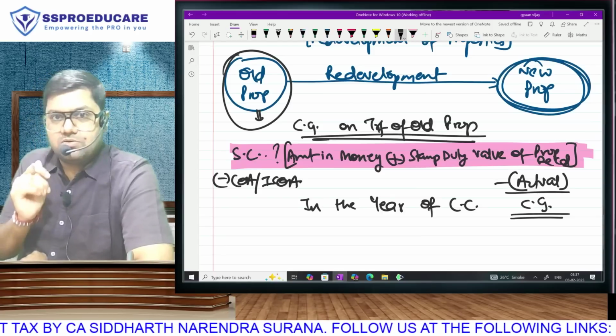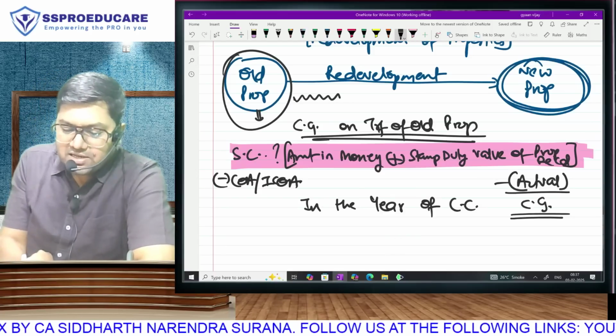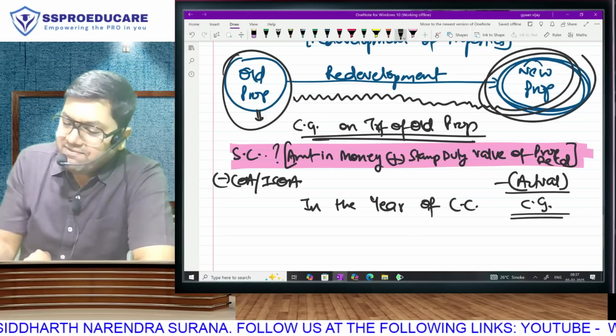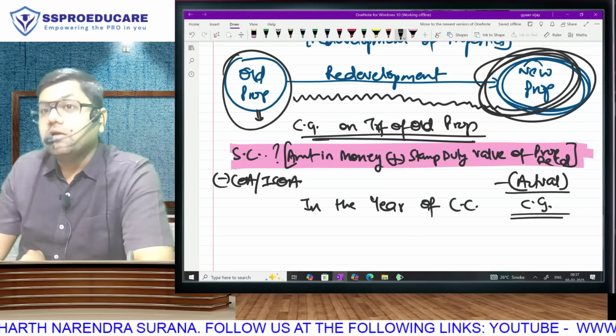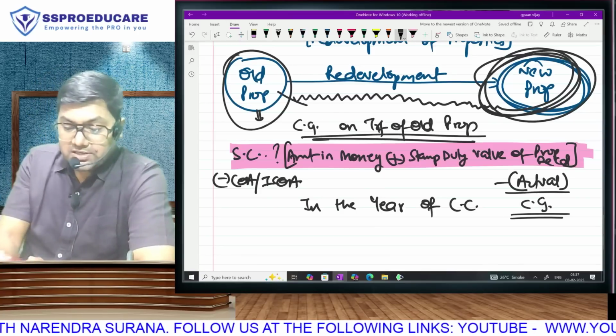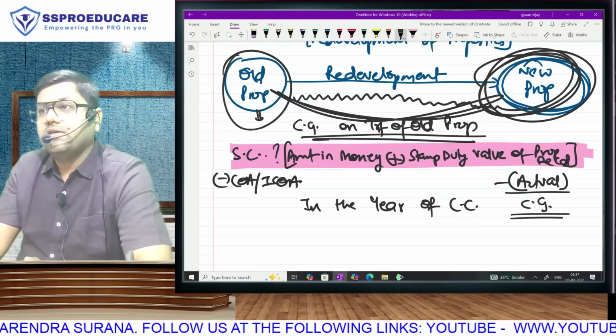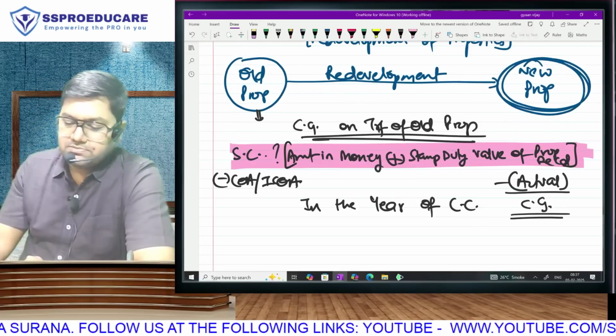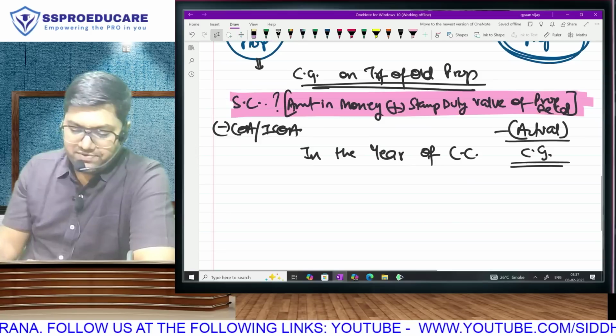Please understand the chronology here. Then the developer will start giving you money for rent. You don't have to pay tax. Don't have to pay tax. One day when the new property receives CC, that day you will have to pay tax on all the compensation that you have received over the years plus the value of the new property. Did you understand this? But a couple of clarifications.